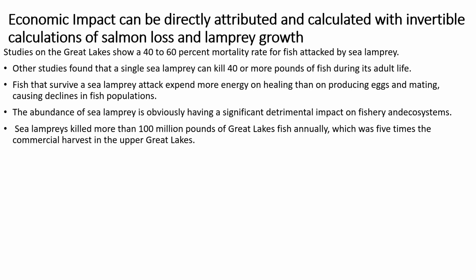The salmon and lake trout are among the top predators in their environment, so that affected the entire ecosystem. And you look at this, sea lampreys have killed more than 100 million pounds of Great Lakes fish annually, which is 5 times the harvest in the upper Great Lakes, such as Lake Superior, upper Lake Michigan, and Lake Huron.